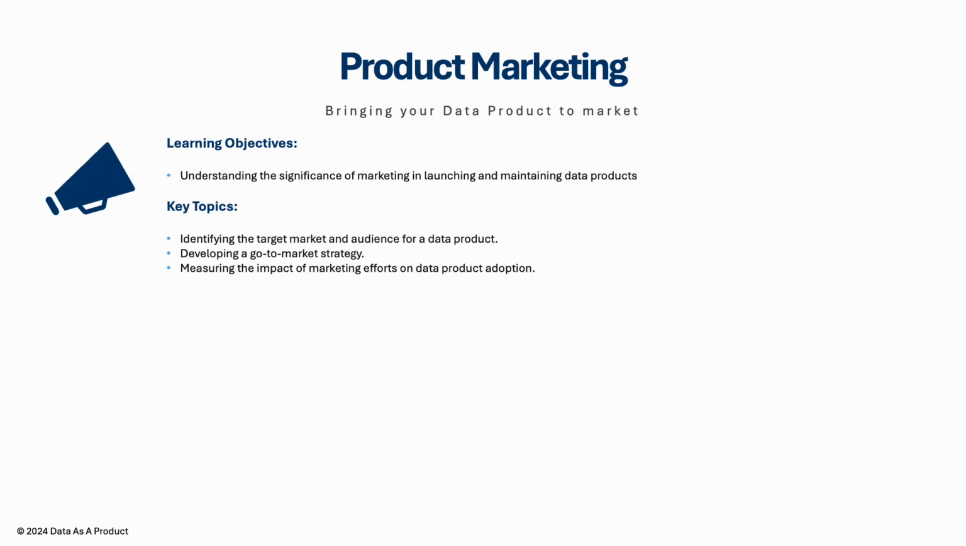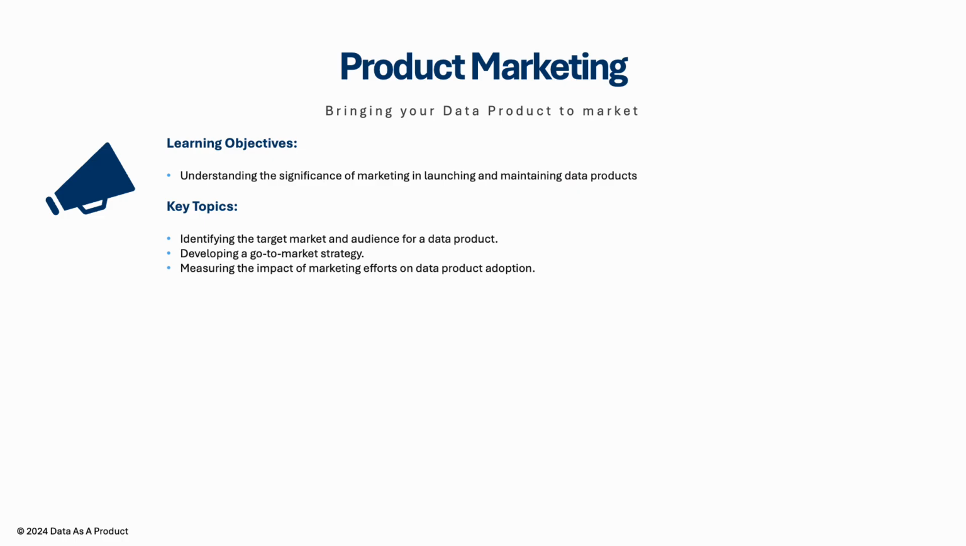You've designed, tested, and aligned your product with stakeholders. Now comes the crucial step of bringing your data product to market. Product marketing is about ensuring that your data product reaches the right audience at the right time with the right message. Marketing a data product is somewhat different from marketing a traditional product because it often involves a more specialized audience, whether it's internal teams, business partners, or external customers. The goal is to clearly communicate the value of your data product and drive adoption.